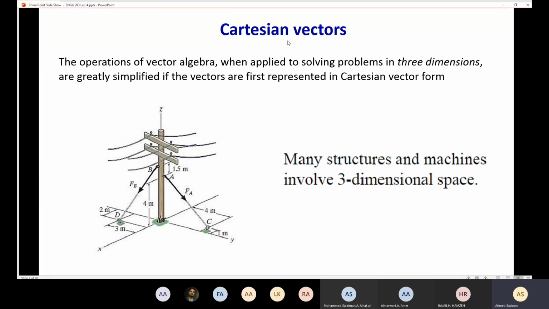The reason for that is because the operation of vector algebra is easy and greatly simplified. So in order to deal with 3D problems, we are going to use the Cartesian vectors because the operation of the vector algebra is easy to handle.